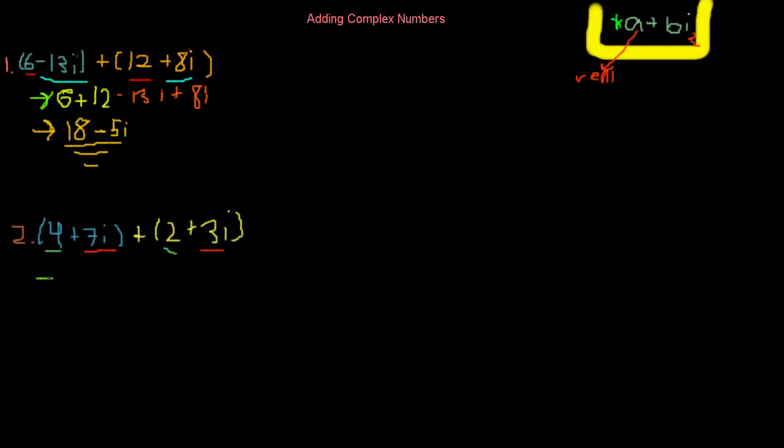So let's bring this down. Let's group them together. So 4 plus 2. And of course, our imaginary units, we're going to have plus 7i plus 3i. And let's finally simplify this down, and that would be 6 plus 10i.